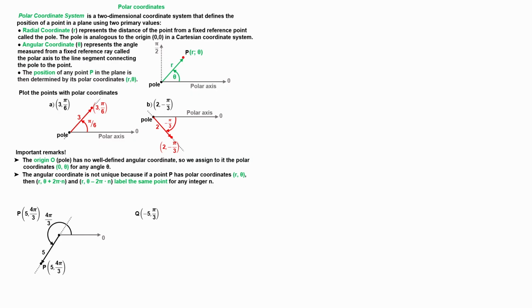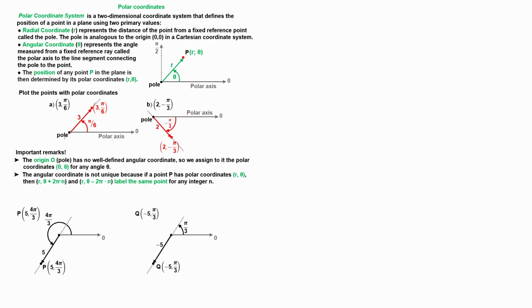Plot the point Q with radial coordinate of minus 5 units and angular coordinate of pi over 3 radians. The point Q can be reached by turning pi over 3 radians counterclockwise from the polar axis and drawing a line segment from the pole in that direction. After that, along this line segment, measure backward 5 units from the pole to locate the point Q. You can observe that the points P and Q describe the same point.